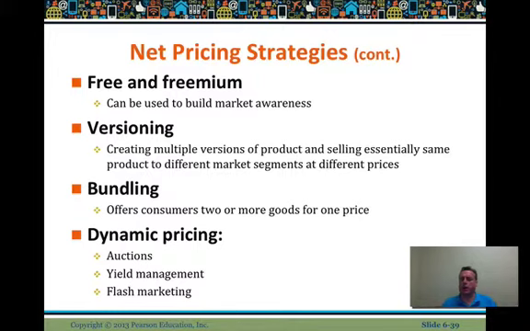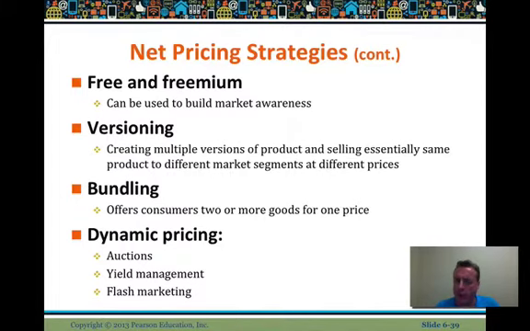Multiple versions of products, low-level features versus very extensive levels of features, set at different prices. Bundling, buy one, get one free, buy two, get one for a discounted price that's less than buying two individually. You'll see that a lot within Amazon type, buying multiple books on similar topics.